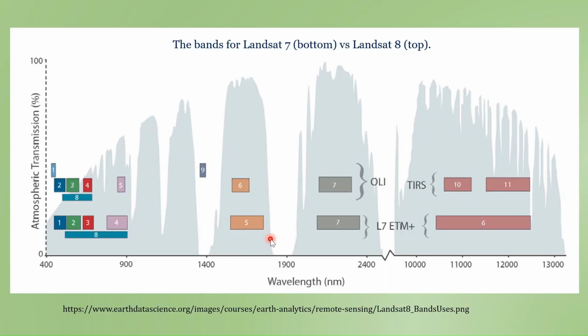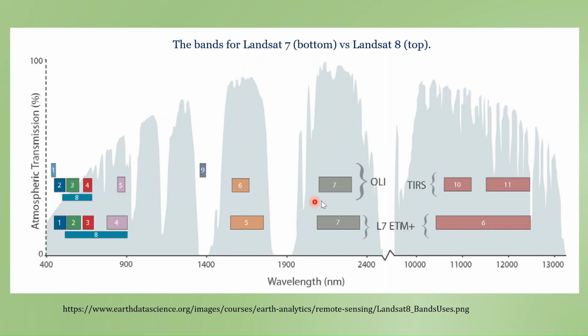Here we have the atmospheric window diagram showing the wavelength ranges where we have the maximum atmospheric transmission. So within this atmospheric window, if we have more sensors detecting narrow wavelength ranges, it will have more spectral resolution.